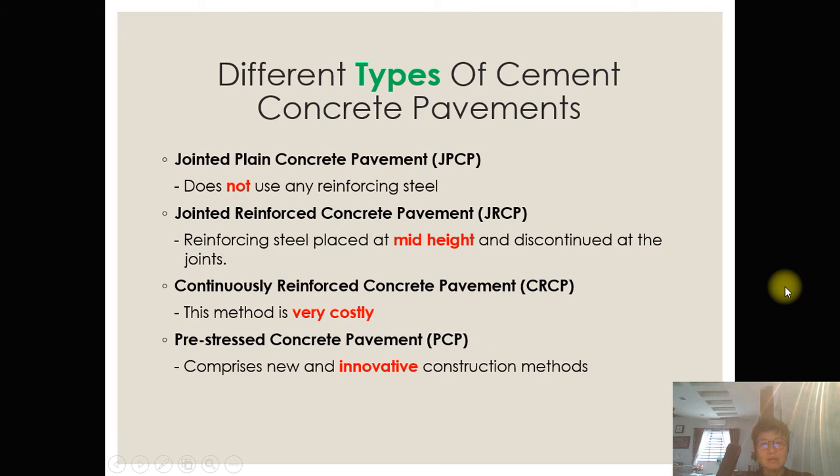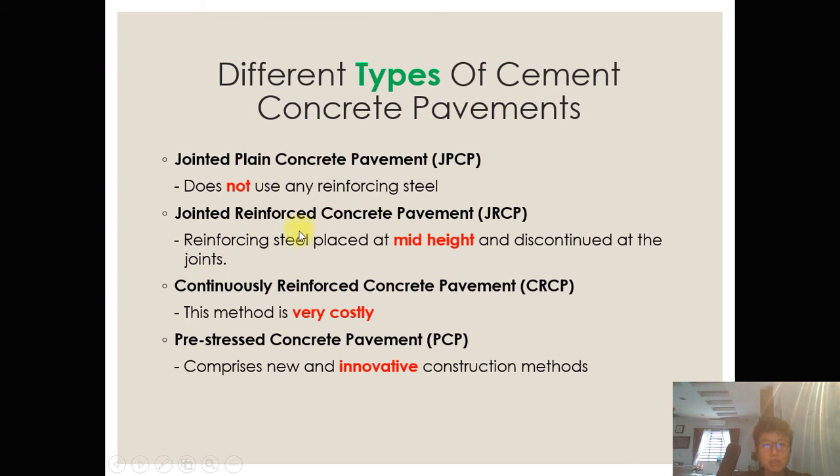Alright, I remember I told you that we talked about this earlier, about the types of concrete pavement. So now let's look at it. The jointed plain concrete pavement, this is the simplest. There's no reinforcement steel at all. It's just a concrete slab. So we know that if it's a slab that has no reinforcement bars, that means the traffic expected to be going over it is not that dramatic.